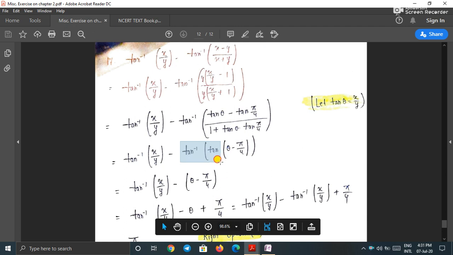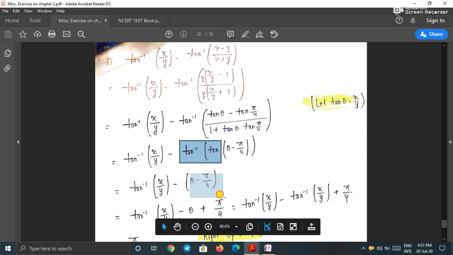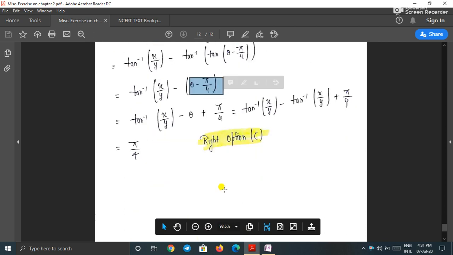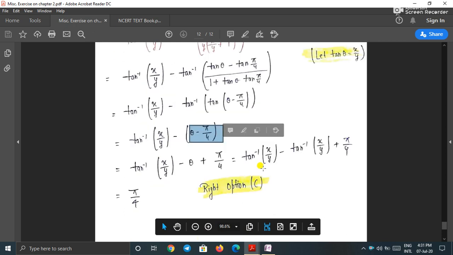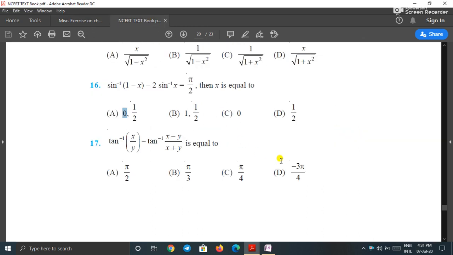Using the property of inverse function, tan inverse and tan together will make an identity function after the composition. So theta minus pi by 4 is left. Now put the value of theta. Theta is what? Tan inverse x upon y. So tan inverse x upon y is cancelled out by tan inverse x upon y. Your answer will be pi by 4. Means right option is C.